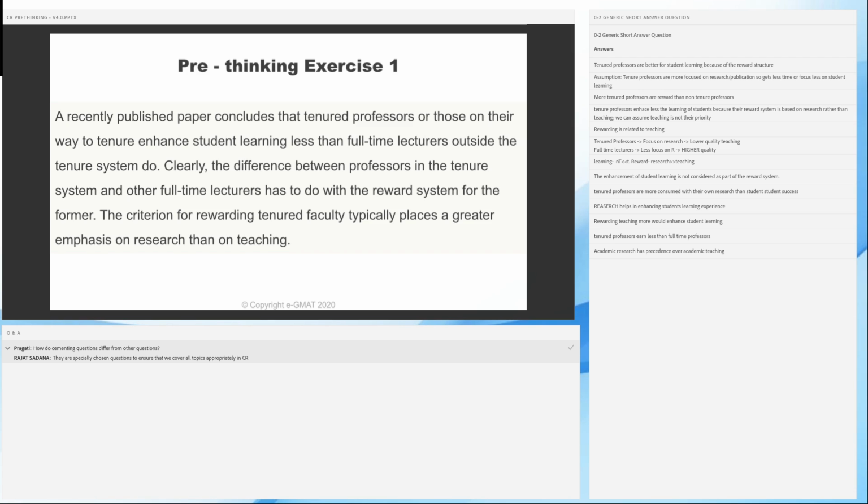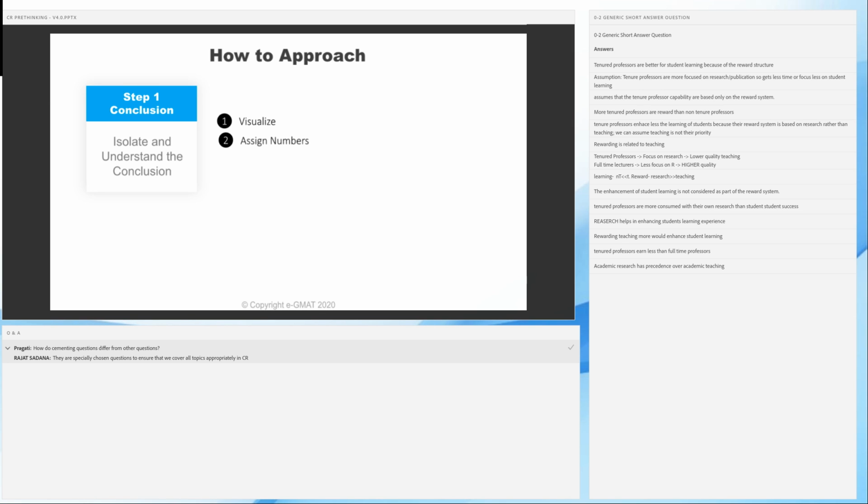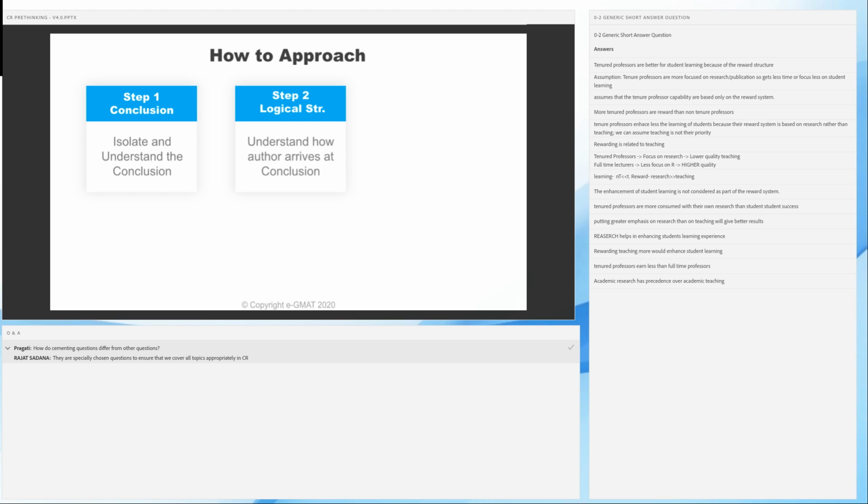Okay, so let's look at this. Let's first talk about the process that we're going to do. The first thing, in any CR question, is you've got to isolate the conclusion. You've got to understand and visualize the conclusion, and that's absolutely critical. Why? Because as you visualize the conclusion, you assign numbers to it, and once you understand what the conclusion is, you are able to do a much better job understanding the reasoning or the logic that the author uses to arrive at the conclusion. And when you do that, building that pre-thinking question, or that falsification question as we call it, becomes fairly simple. And when you do this, the assumptions become very simple.